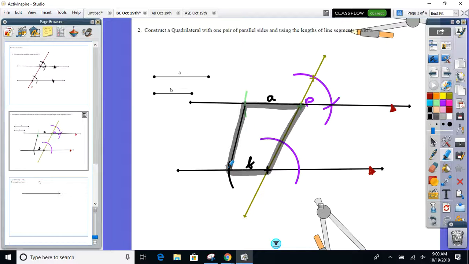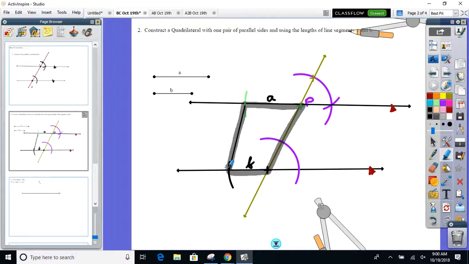Anybody know what we just constructed, by the way? Actually has a name. No, nope. Only 1 pair of parallel sides. Trapezoid. A whole unit dedicated to quadrilaterals coming up later right before the midterm. Okay, moving on. Parallel lines look good.